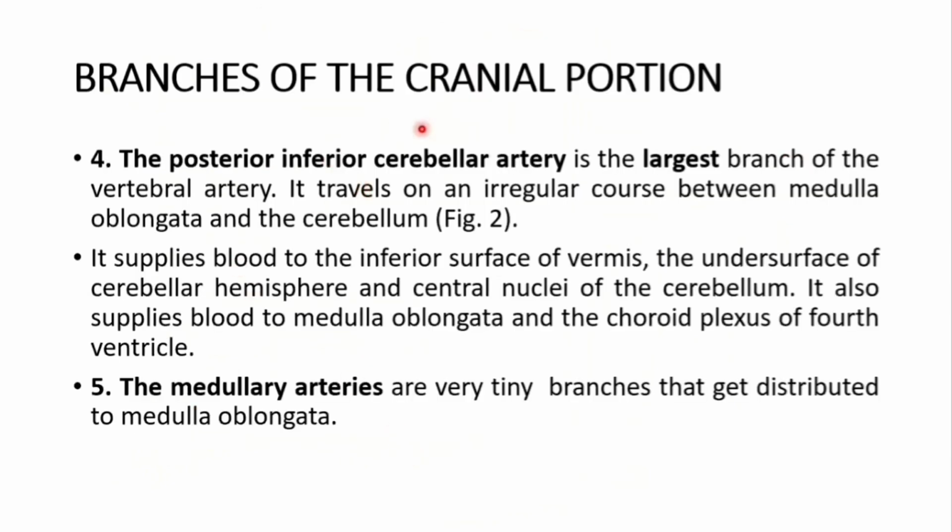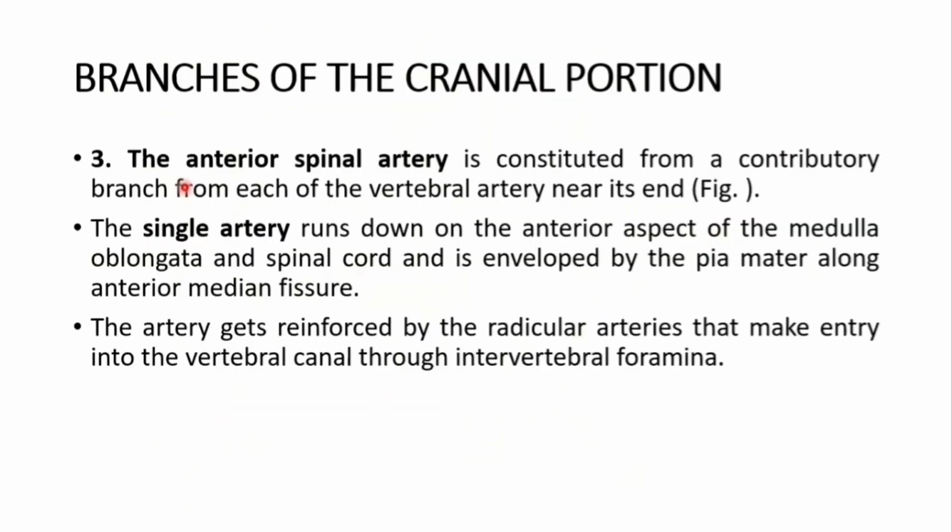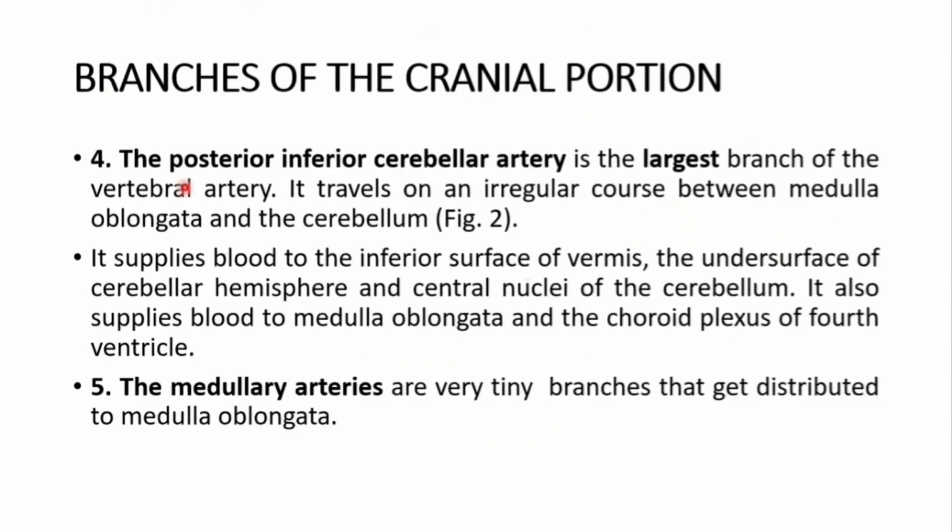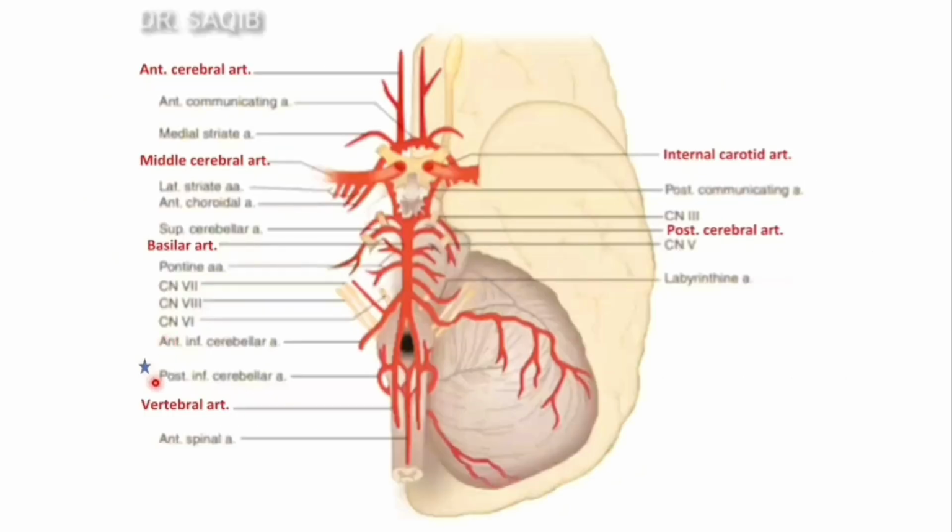Branches of the cranial portion are the posterior inferior cerebellar artery, the largest branch of the vertebral artery. It travels on an irregular course between the medulla oblongata and the cerebellum. And here you could see this is the posterior inferior cerebellar artery. It's coming from here, from the vertebral artery.